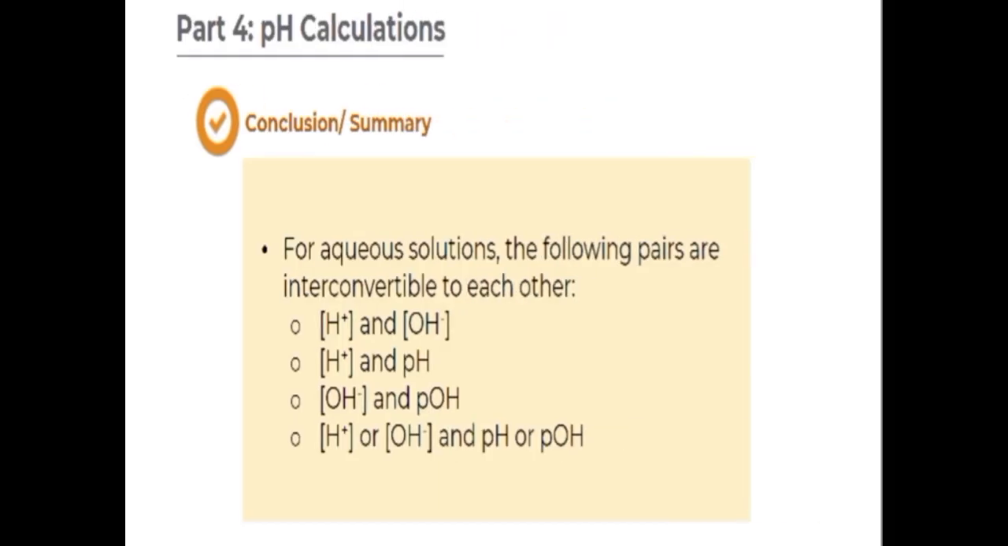To summarize, for aqueous solutions, the following pairs can be interconverted: hydrogen ion and hydroxide ion concentration, hydrogen ion concentration and pH, hydroxide ion concentration and pOH, and hydrogen ion or hydroxide ion concentration and pH or pOH.